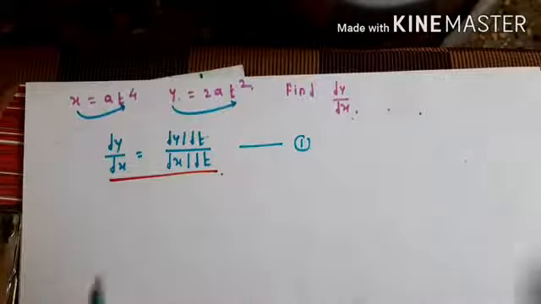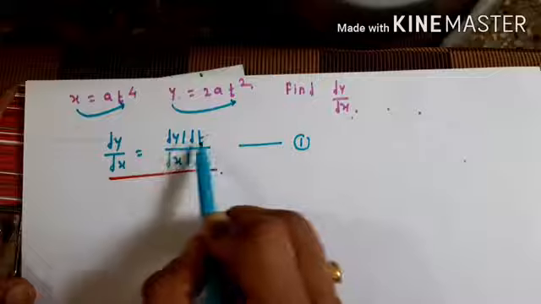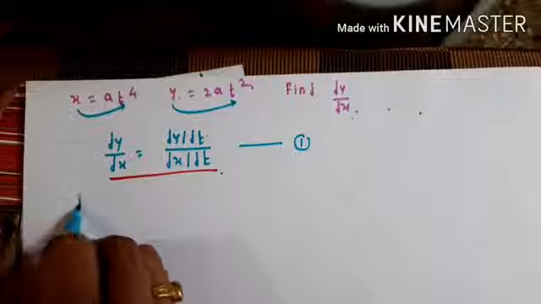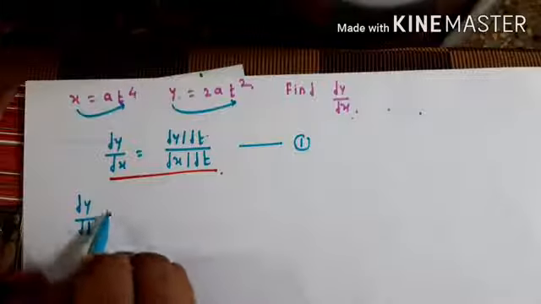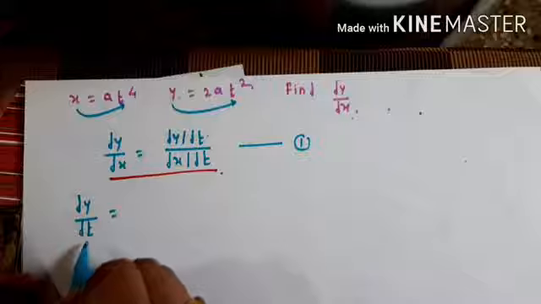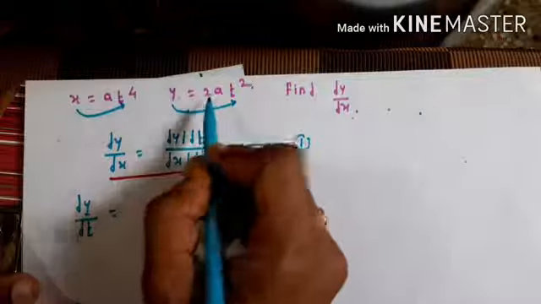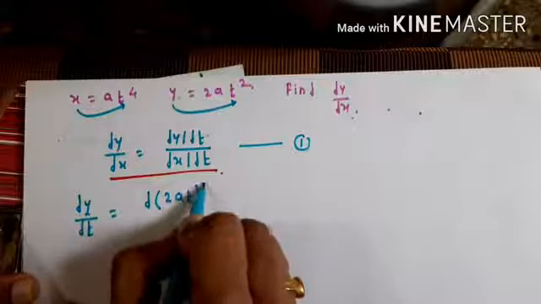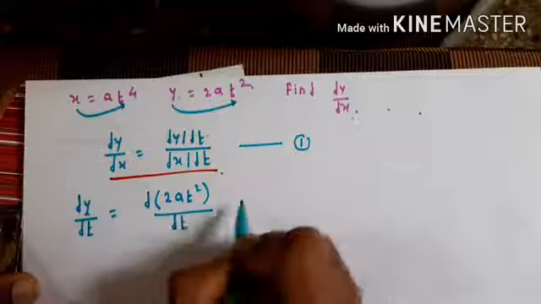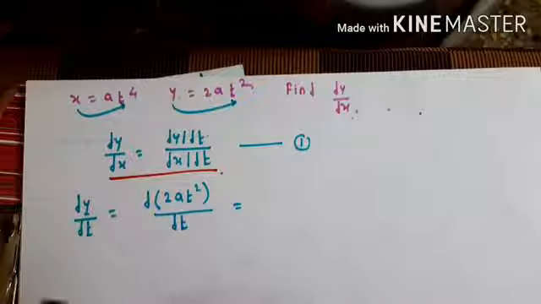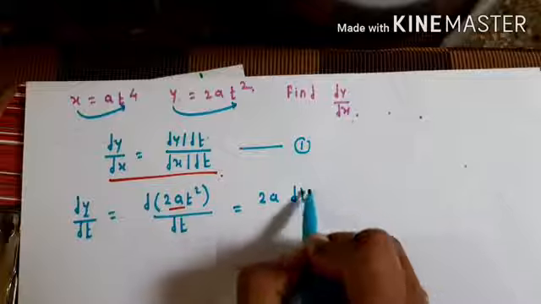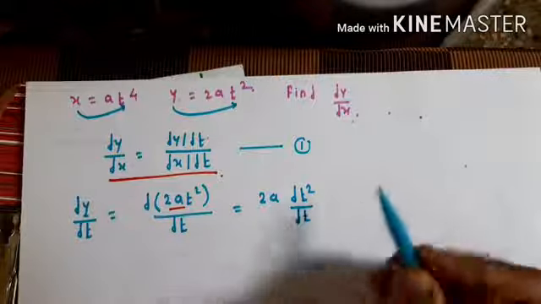Okay students, now first find out the value of dy by dt and dx by dt, and put them in 1. Let us find dy by dt, which means differentiation of y with respect to t. What is the value of y? y is 2at square. Here 2a is constant, so differentiate t square with respect to t.